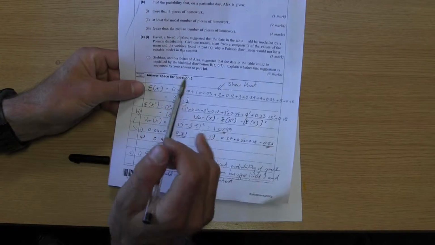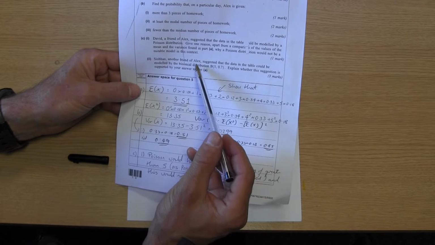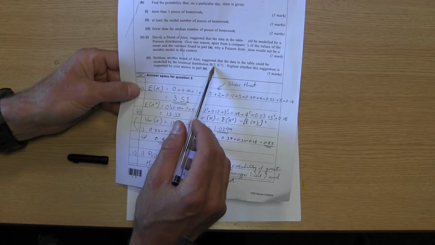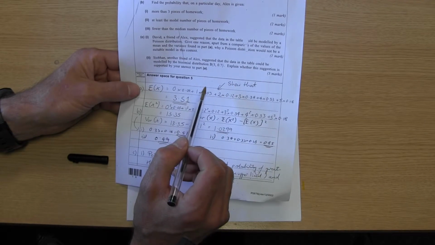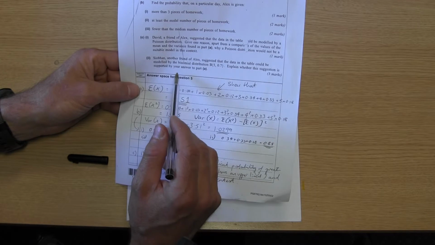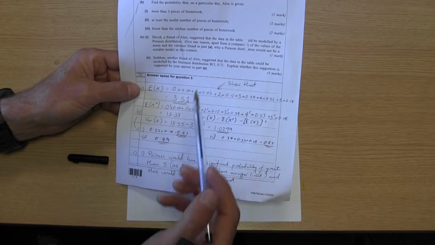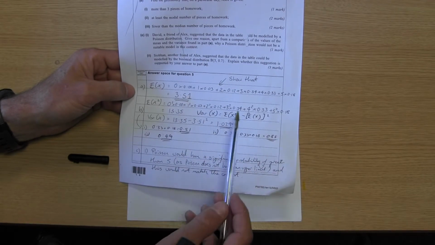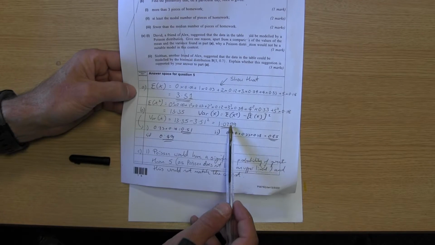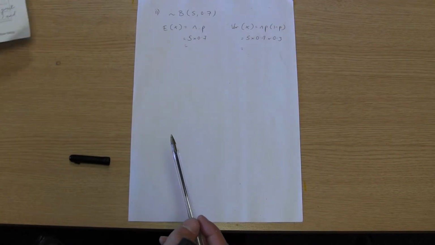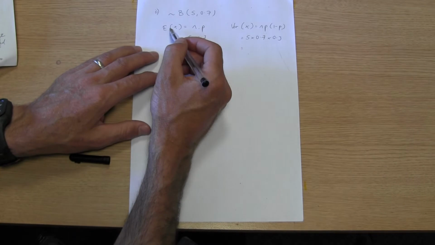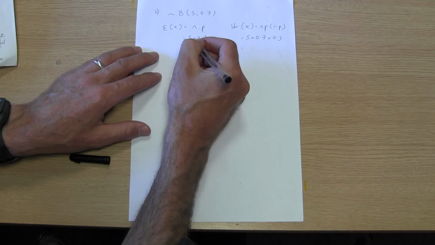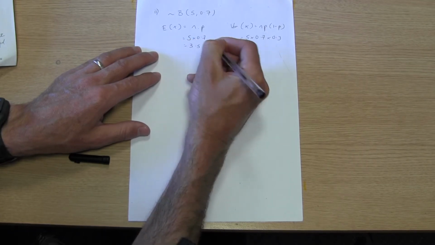C part 2 reads as follows. It says, Siobhan, another friend of Alex, suggested that the data in the table could be modelled by the binomial distribution with n equals 5 and probability 0.7. Explain whether this suggestion is supported by your answer to part A. Well, in part A, we calculated the mean to be 3.51, and we calculated the variance to be 1.0299. If you remember from work before, the expected value or the mean of a binomial distribution is calculated by doing n times p, and 5 times 0.7 is 3.5.